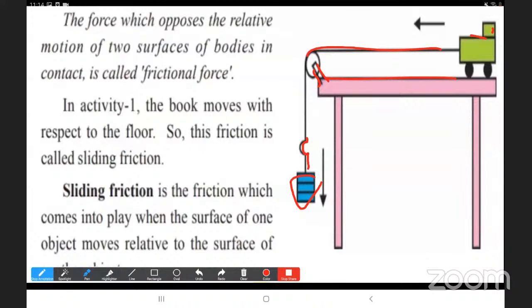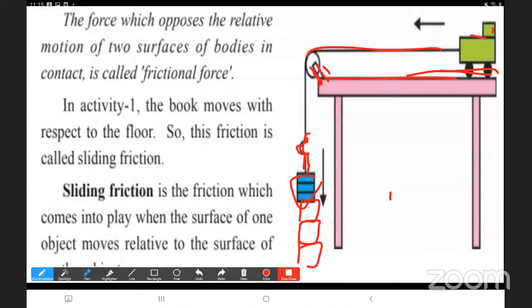Now we tie an inextensible string to the trolley and we pass it over the pulley. Now we fix one weight hanger here. To this weight hanger, we added some small weights. Now we add small weights one by one on the weight hanger. So we observe that the trolley starts moving on the table with respect to the addition of weights to the weight hanger.